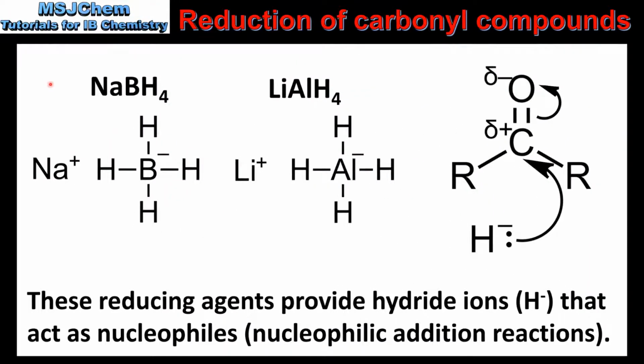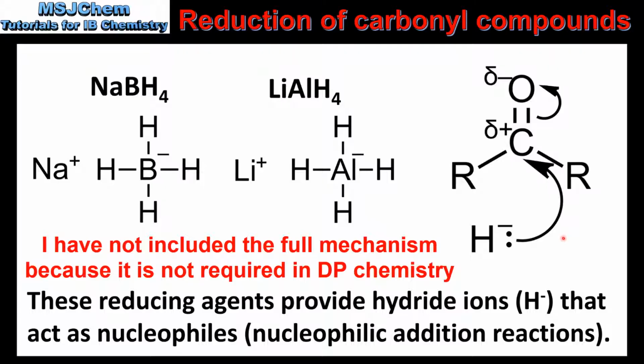The two reducing agents that we look at in this video are sodium borohydride and lithium aluminium hydride. These reducing agents provide hydride ions that act as nucleophiles. Therefore, these reactions are nucleophilic addition reactions. On the right, we can see part of the mechanism of the reaction. The hydride ion, which is acting as a nucleophile, is attracted to the carbon atom of the carbonyl group. Note, this is not the full mechanism of the reaction. So next, we'll look at the reduction reactions.